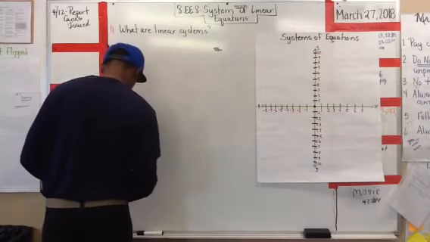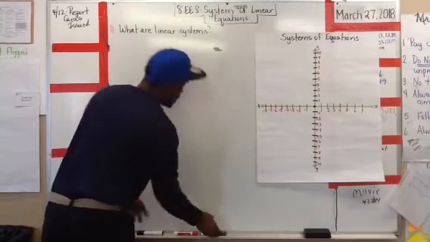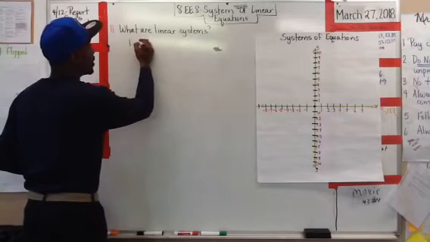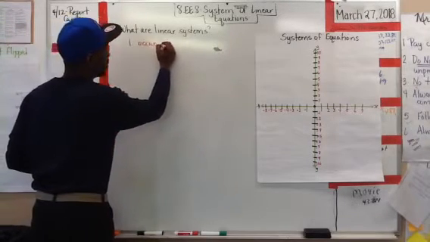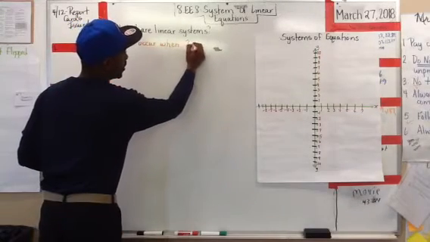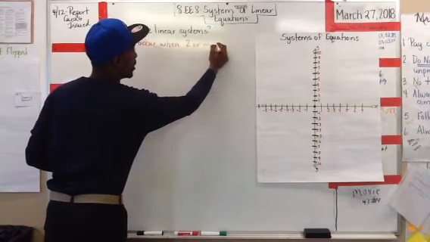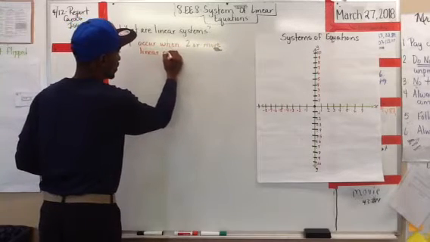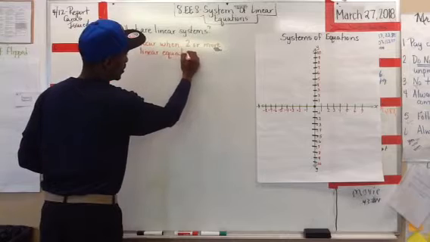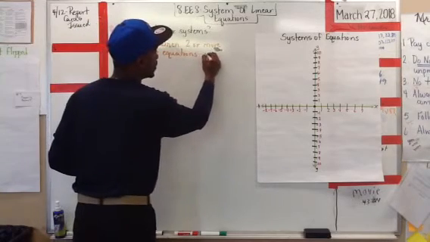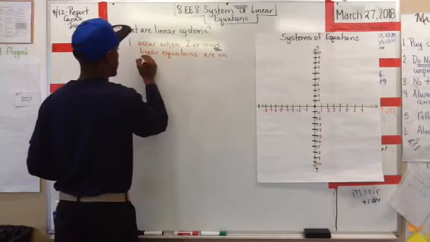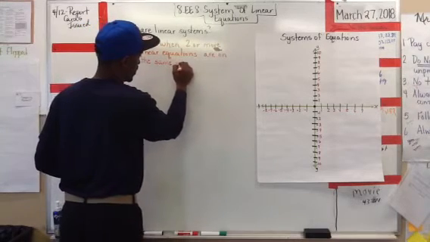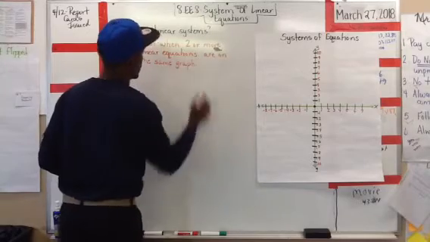Linear system sounds a lot more complicated than what it really is. Linear systems occur when two or more linear equations are on the same graph. Okay?